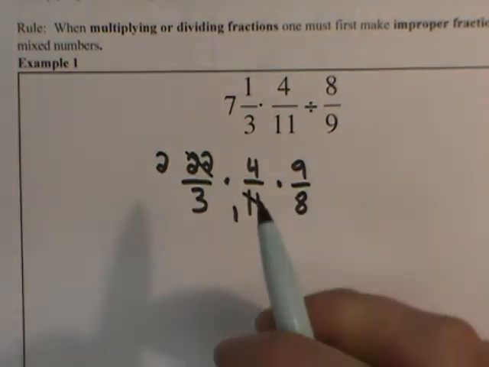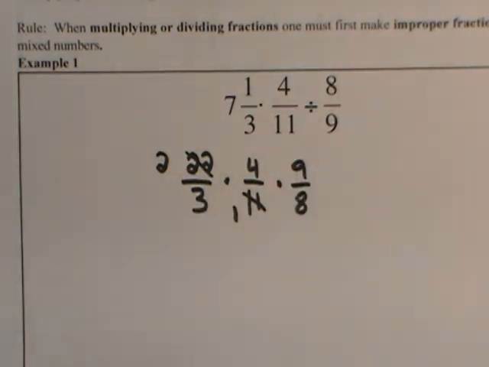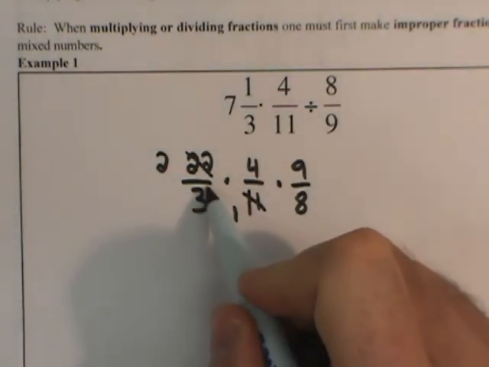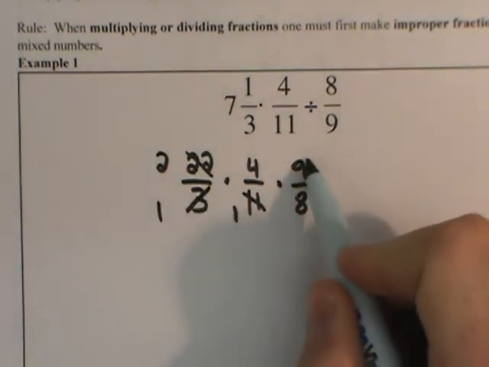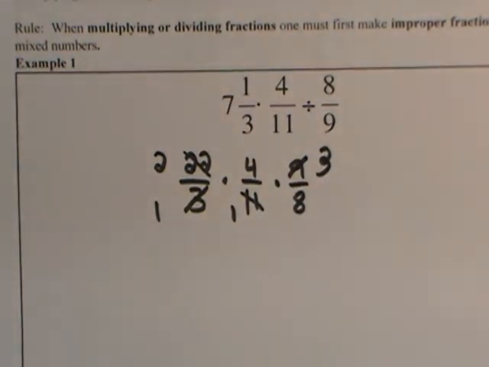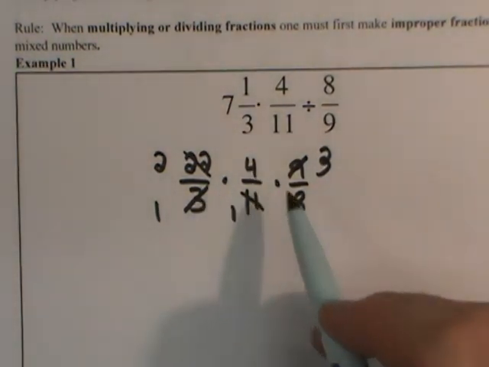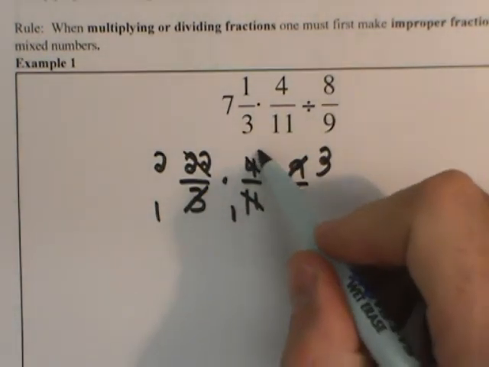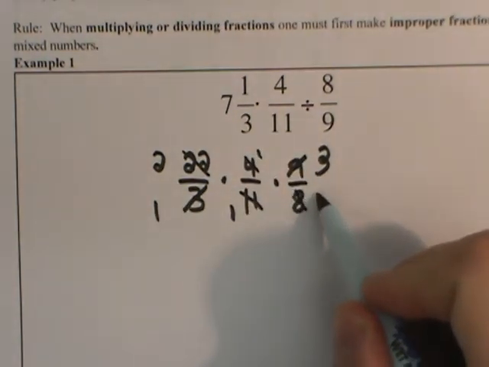Other opportunities, the 3 and the 9 can be reduced. So 3 goes into 3 once, 3 goes into 9 3 times. And then for the 4 and 8, 4 goes into 4 once, 4 goes into 8 twice.